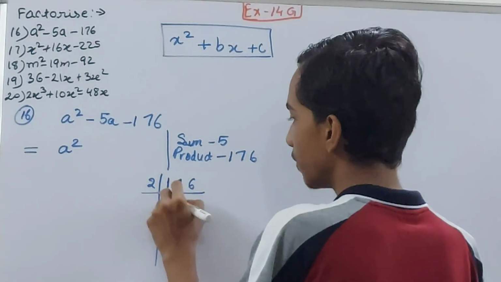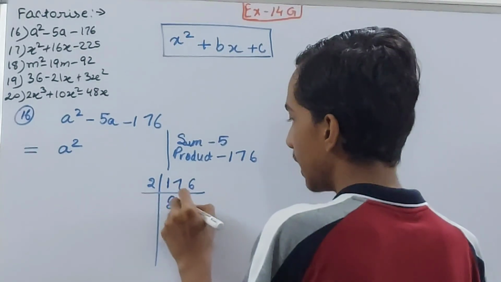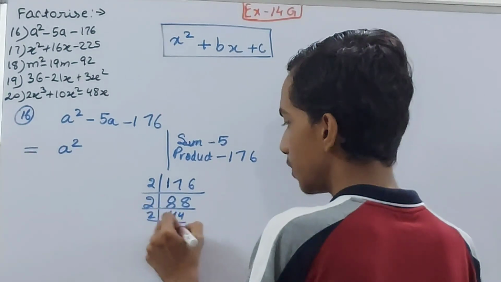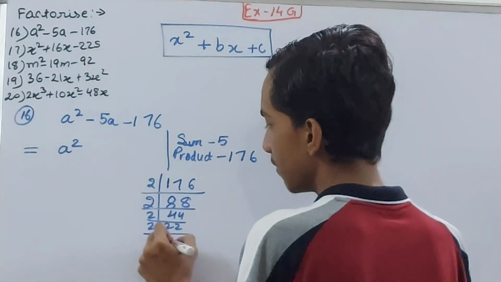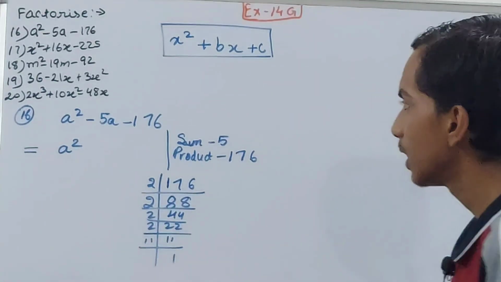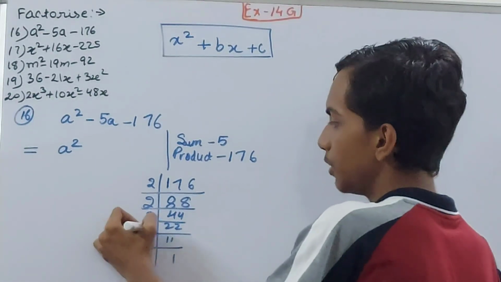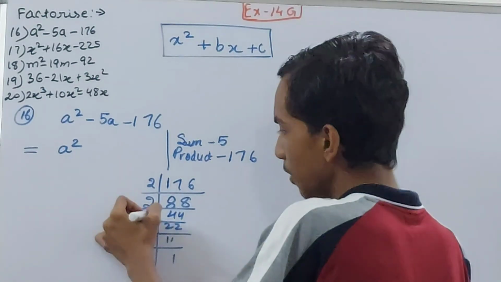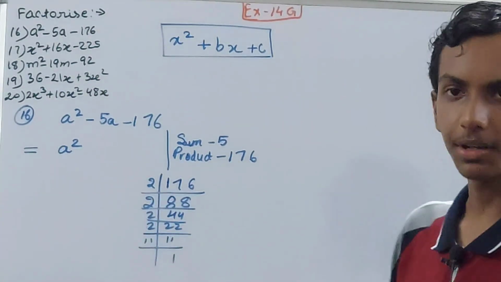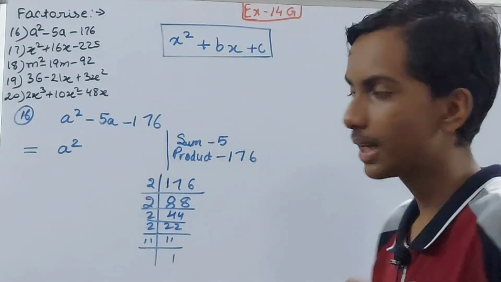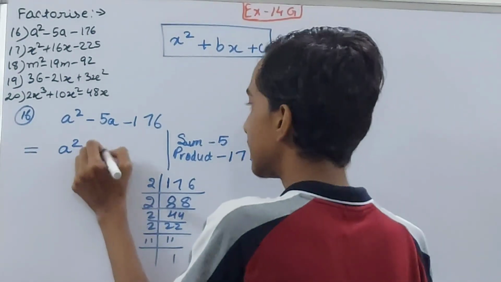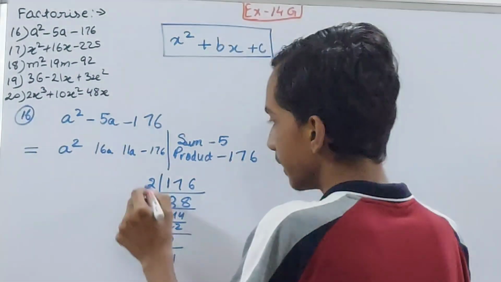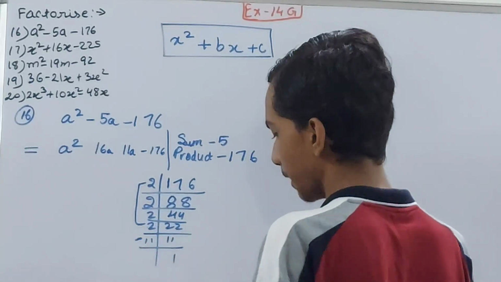So prime factorize this. 176 will go 8 and 88 times. Now again prime factorize 88, it goes 2 and 44. Once again, 44 is 22 and 2, and 22 is 2 and 11. So you have 11, and then 2 into 2 is 4, 4 into 2 is 8, 8 into 2 is 16, and then 11. 16 and 11, two factors we can take here. So a square, 16a and 11a, minus 176. This entire product we have multiplied and this was separate.